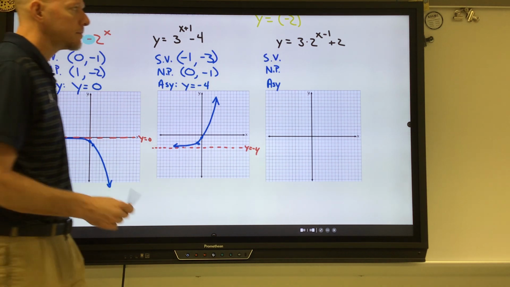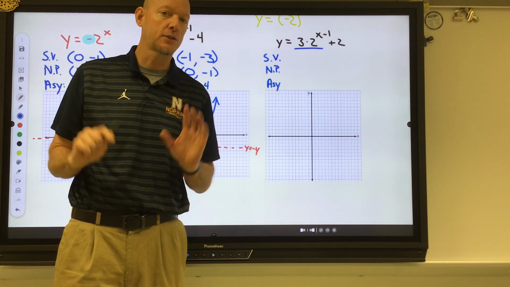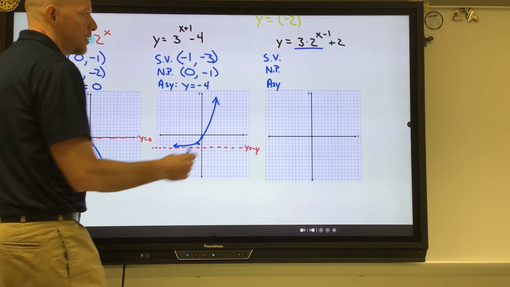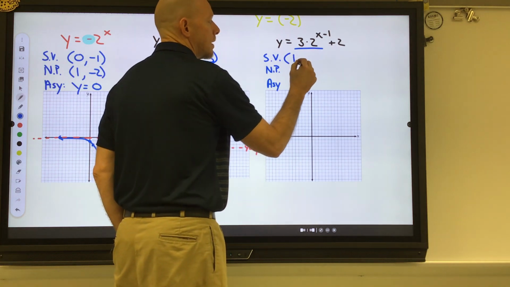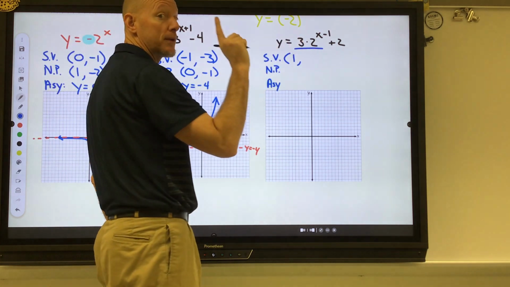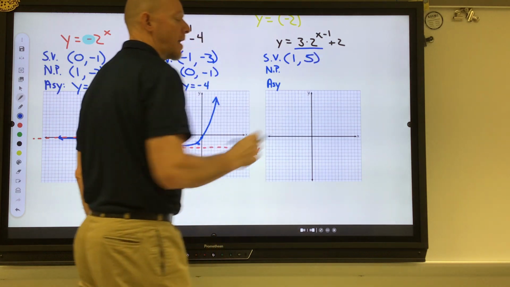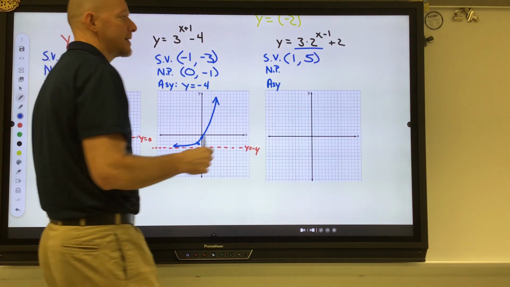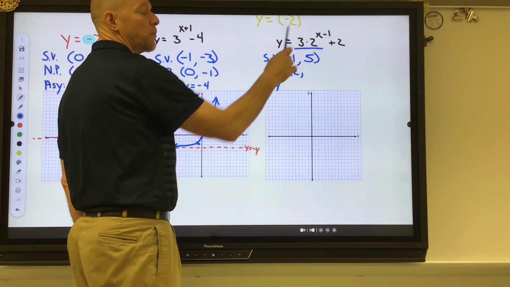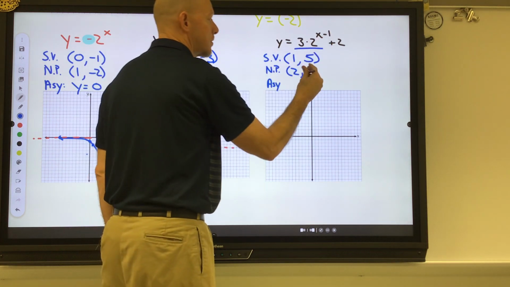Last example. This one has a little bit more going on here because we have 3 times 2, but it's important for us to identify what the base is. The base is only the 2, so keep that in mind. So when we evaluate this, I'm substituting a 1 in for x to give me that 0 exponent. 2 to the 0 is 1. 3 times 1 is 3. 3 plus 2 gives me 5. When I go to evaluate the next point, I'm going to put a value of 2 in. 2 minus 1 is 1. 2 to the first is 2. 3 times 2 is 6, plus 2 gives me 8.